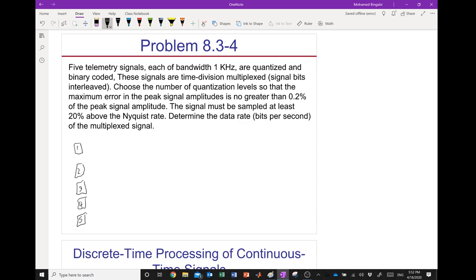Now they said 5 telemetry signals, each of bandwidth 1 kilohertz, are quantized and binary coded. These signals are time division multiplexed. So a piece of wire comes from here. We have here a multiplexer, and it has 1, 2, 3, 4, 5, and this is a clock, and a piece of wire goes here to each station. And then this piece of wire goes to the big monitor for the nurse. Each station has maybe a heart rate or temperature measurement or oxygen level in the blood. So there is a signal, and the bandwidth is 1 kilohertz, okay? And this is another signal here, and so forth.